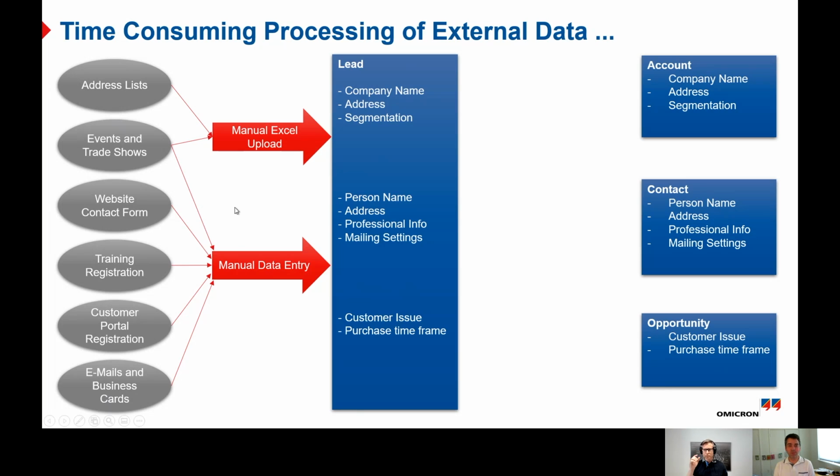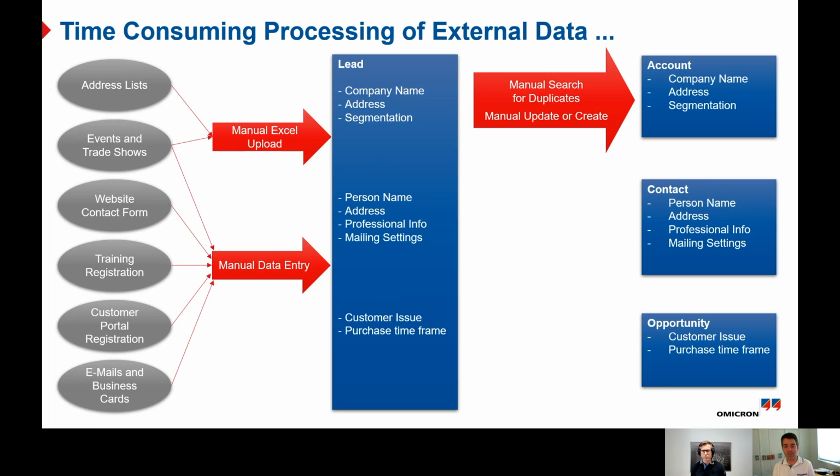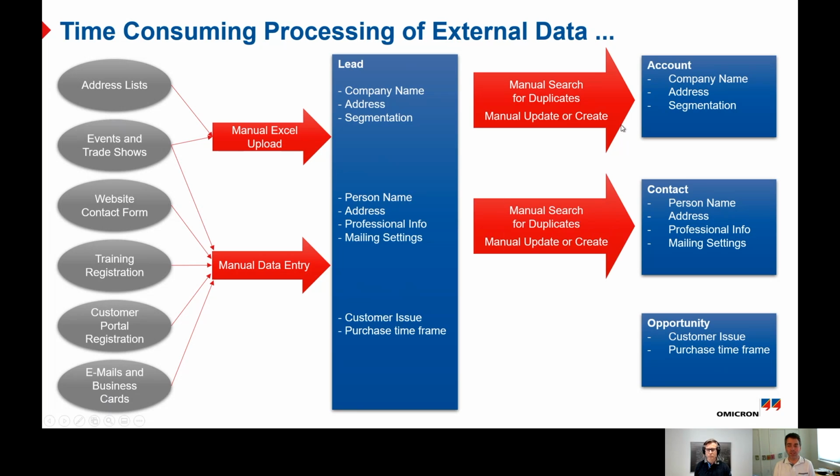But that's not where the time consuming part ends, because the next thing that has to be done later on is somebody has to look at those leads and then qualify them. And that qualification can take a lot of time too, because it requires manually doing a search and seeing, okay, do we have this lead already as an account in our system? If we have the account already, has anything changed? Is it a different address? Is there a new phone number? And the same also for the contact. We have to look, does that person already exist?